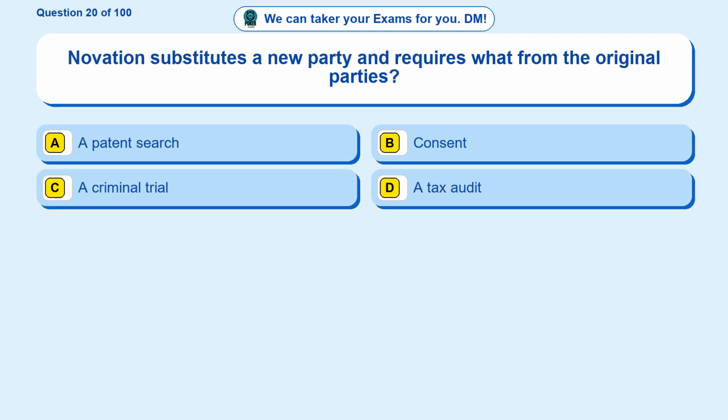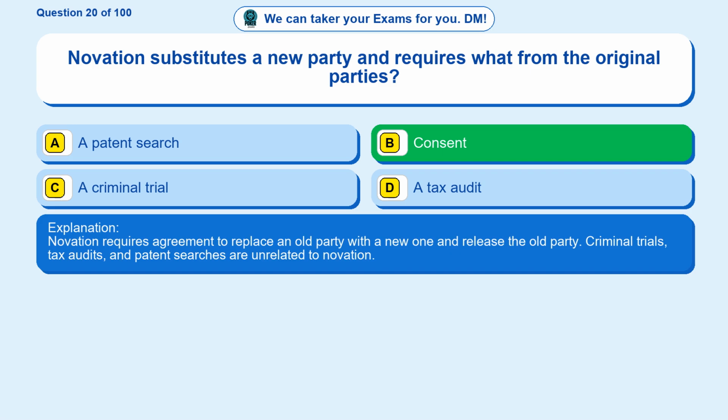Question 20. Novation substitutes a new party and requires what from the original parties? Option A. A patent search. Option B, consent. Option C. A criminal trial. Option D. A tax audit. The correct answer is option B. Consent. Novation requires agreement to replace an old party with a new one and release the old party. Criminal trials, tax audits, and patent searches are unrelated to novation.